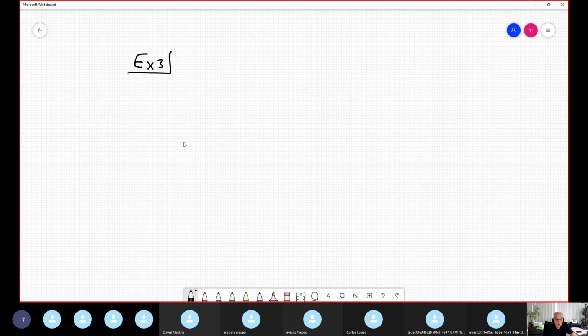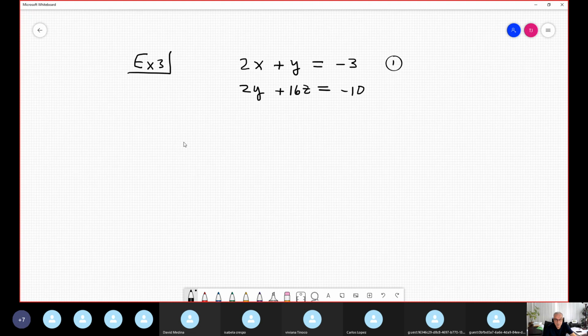well, 2x plus y equal -3. Equation 1. 2y plus 16z equal negative 10. Equation 2. Negative 7x minus 3y plus 4z equal 8. Equation 3. I put this intentionally a little bit weird, because it sometimes happens in real life.